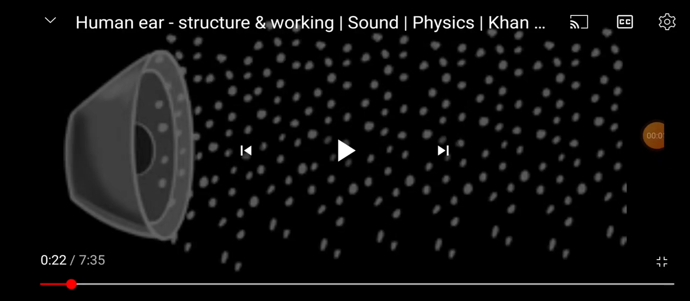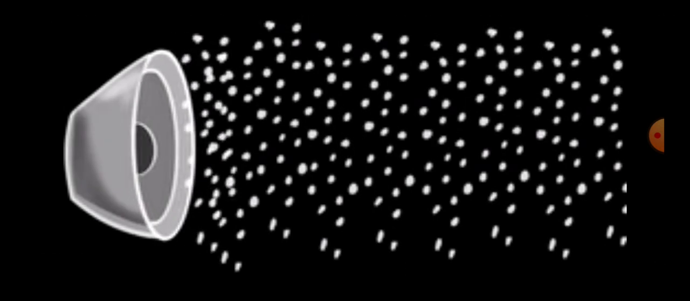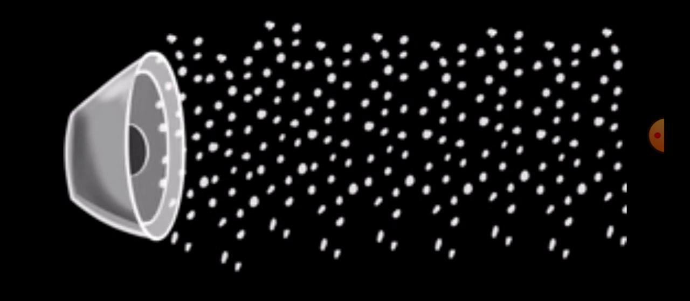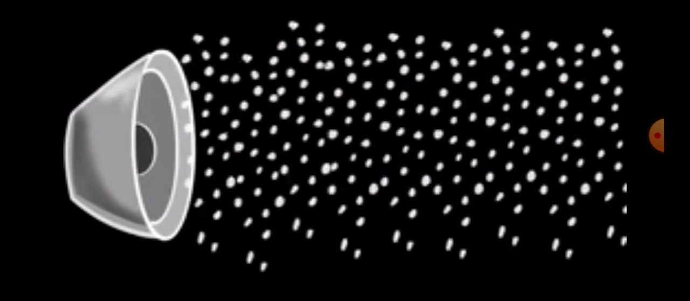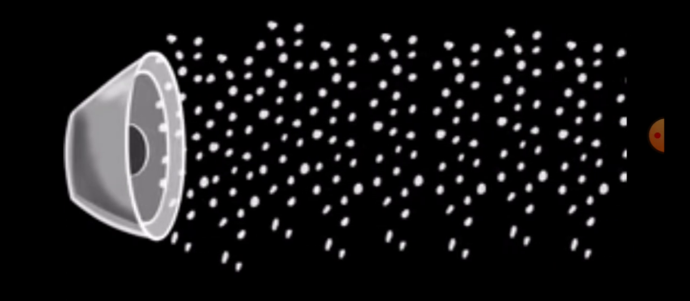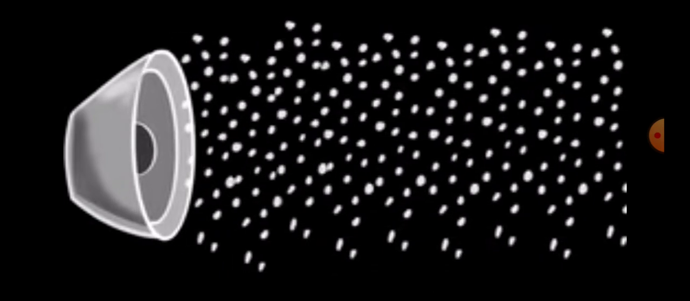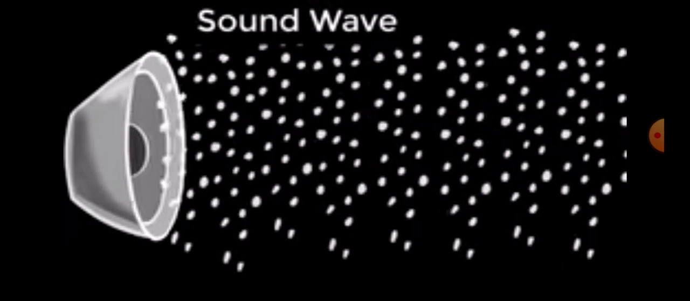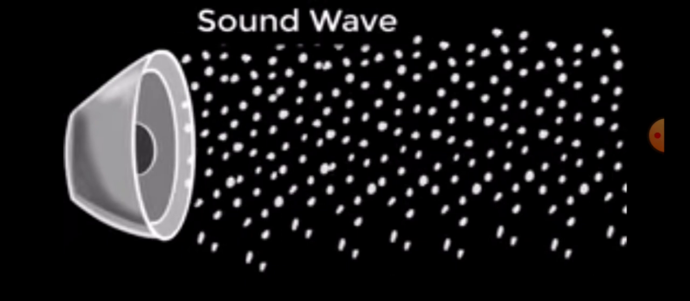Working of the ear happens. When you talk about sound, how does the sound travel? You can see the sound is produced from the speaker. The air near the speaker, the particles will move, then that movement makes the other particles next to it also move. So this continuous movement brings about a sound wave.